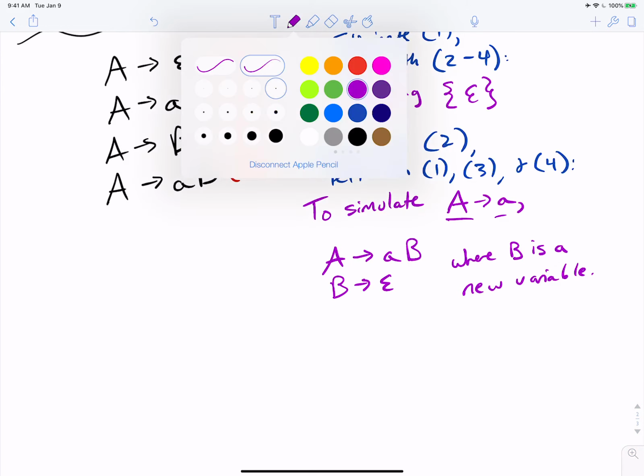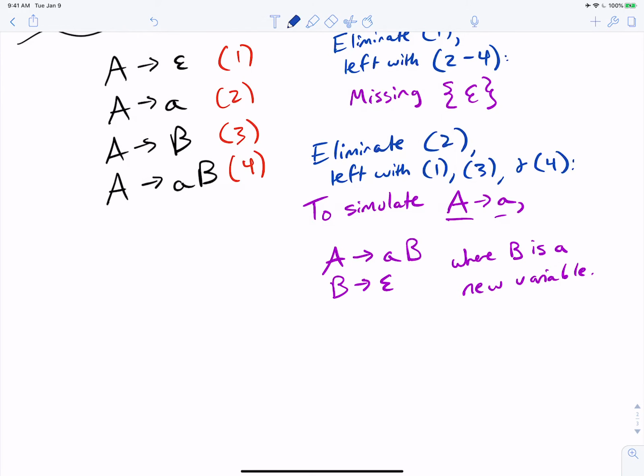Okay, so let's do this one. Eliminate 3. So I think this one might be the hardest one because I can't think of a solution right away. So we're left with 1, 2, and 4.